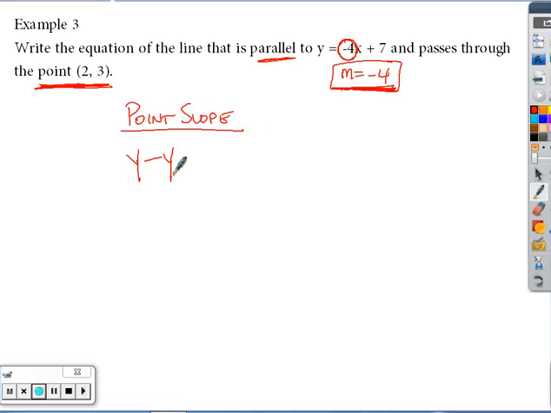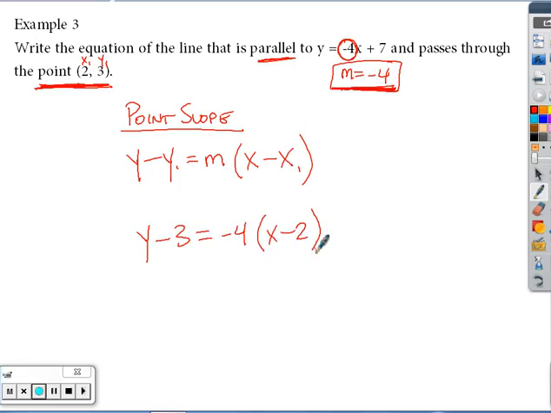y minus y1 equals m times x minus x1. We use this because we have the slope and the point. In the point we have an x and a y value, and here we have the m value. We plug those in: y minus 3 equals -4 times x minus 2. The biggest thing here is the recognition of when to use slope-intercept and when to use point-slope. It's going to keep coming up, so the sooner we get this, the better we'll be.